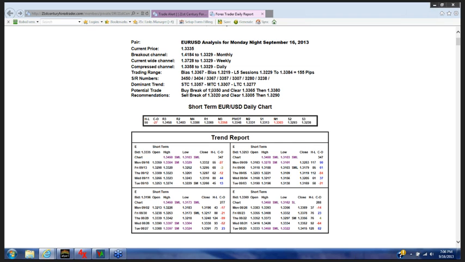So this one is simply saying to sell a break of 33.20, and then we're looking to take profit down here around 33.00 and then 32.90. And then the buy break up here at 33.50. Now let's go ahead and have a look at that and put this trade on.